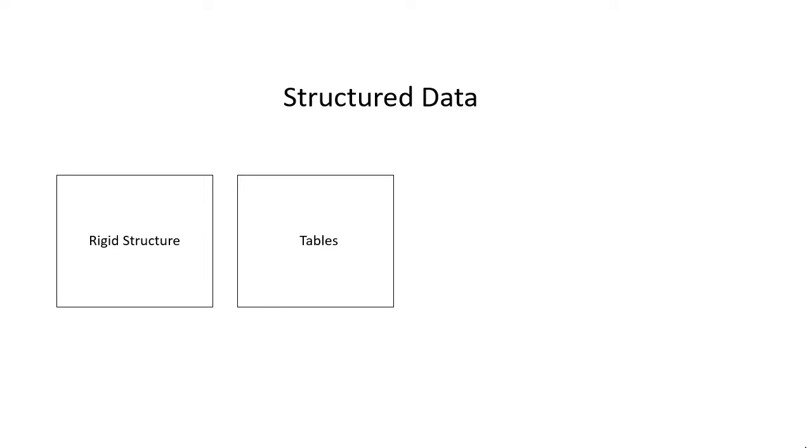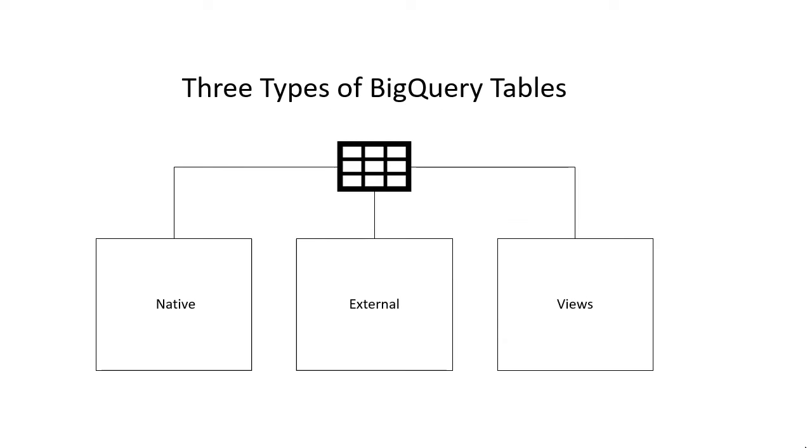BigQuery supports nested records within tables. These records can either be a single record or contain repeated values. Nested structures are essentially pre-joined tables. And because the data is stored columnarly, if you don't reference a nested column, there's no added expense to the query. BigQuery supports three types of tables: native tables, which are tables backed by native storage; external tables, tables backed by storage external to BigQuery; and lastly, views, which are virtual tables defined by a SQL query.